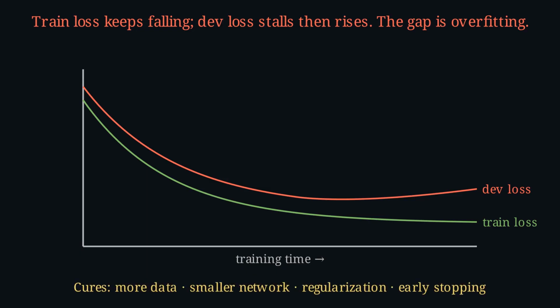The cures are getting more data, using a smaller network, adding regularization, or simply stopping early, at the moment the dev loss is lowest. This is why we always watch the dev set, not the training loss.